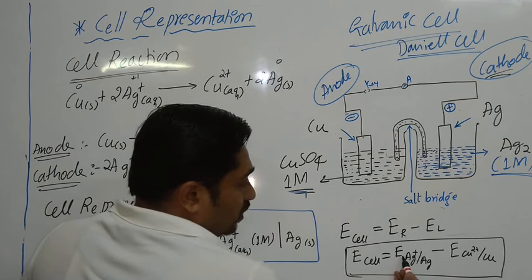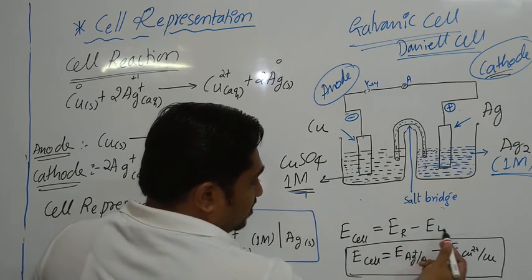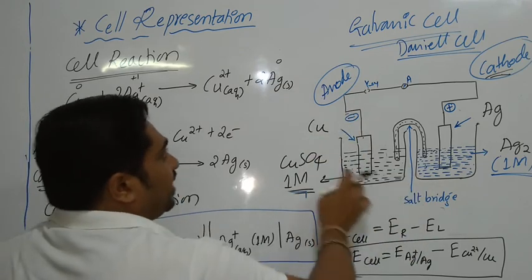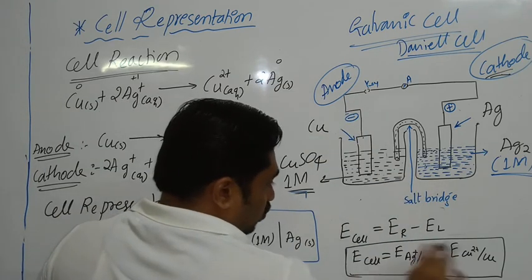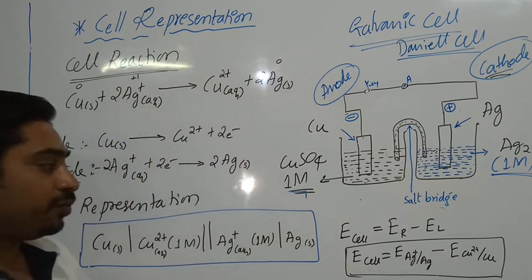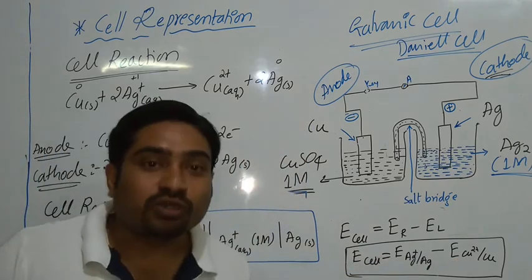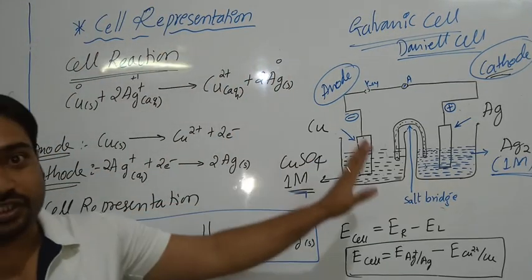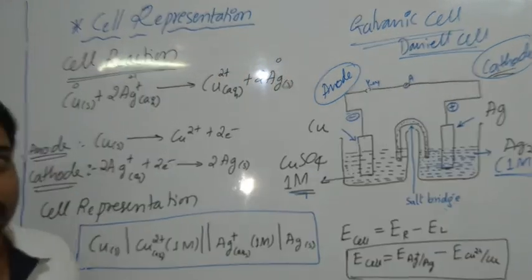E cell is equal to E right minus E left. On the right hand side we have the silver electrode. On the left hand side we have the copper electrode. E silver minus E copper, the electrode potential of silver minus the electrode potential of copper. So this is about the cell representation, how to represent a cell. Okay. Thank you.